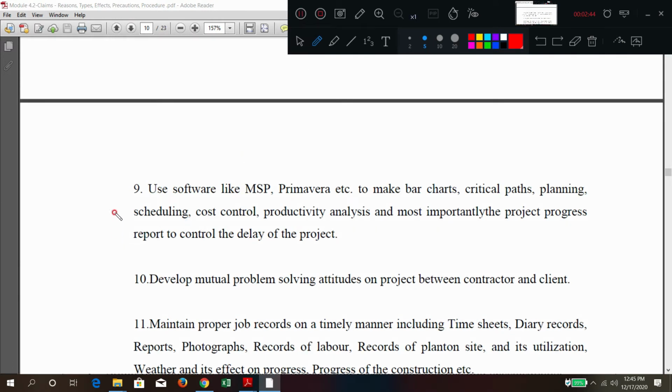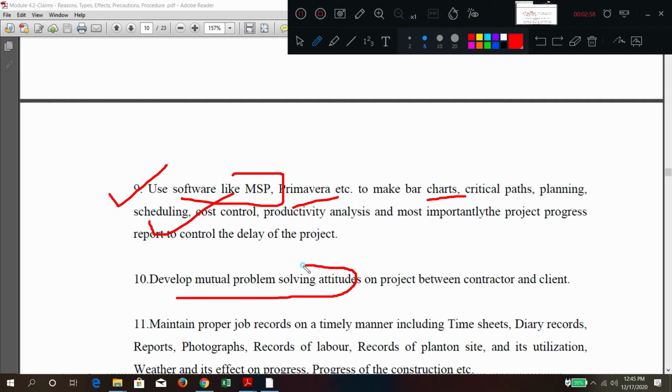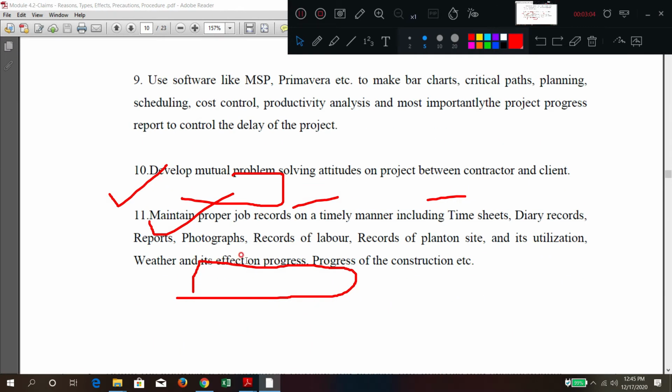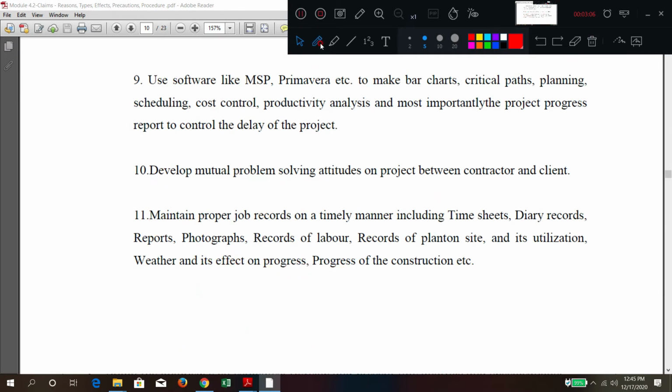Here one more point is there: use of software like MSP, Primavera, bar charts. All these are planning software, and they should be implemented in the project to avoid claims and all. Develop mutual problem-solving attitudes. One should give respect to the other parties; then only claims will be settled.